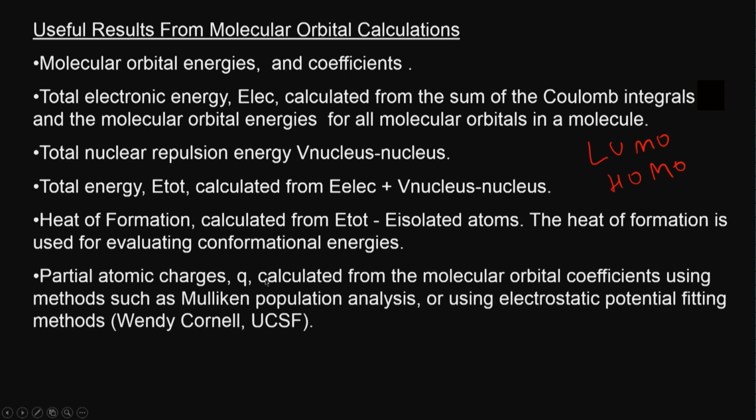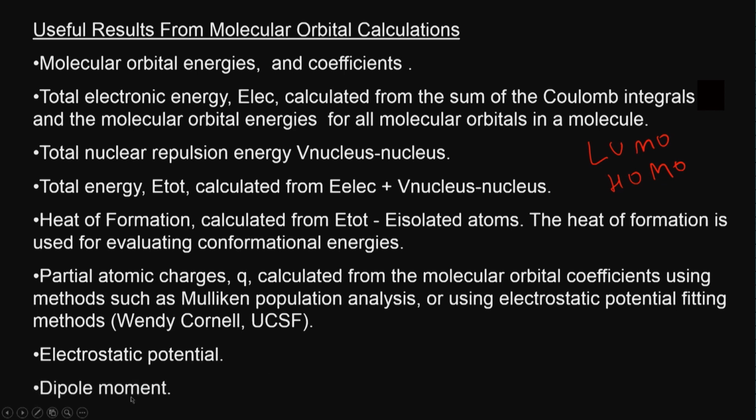Partial atomic charges are calculated from the molecular orbital coefficients using methods such as Mulliken population analysis and electrostatic potential fitting. We can calculate the atomic charges, that is the Mulliken population analysis, and the electrostatic potentials. So from molecular orbital calculations we can do all these calculations.